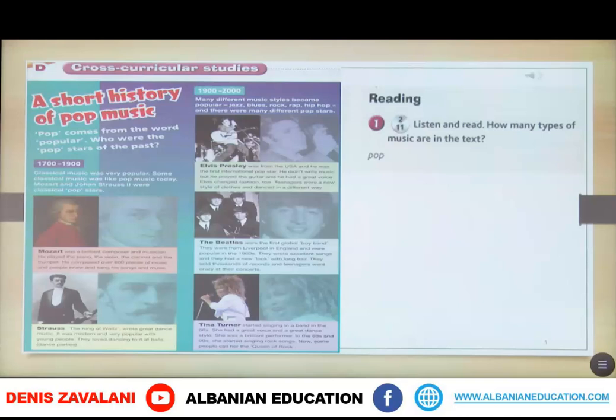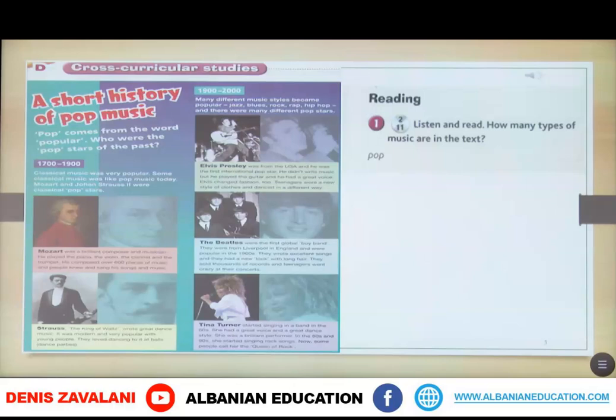First, if you didn't know, pop comes from the word popular. Who are the pop stars of the past? So listen to and read about these great musicians. Unit 4, Student's Book, page 47, Exercise 1. Listen and read. How many types of music are in the text?